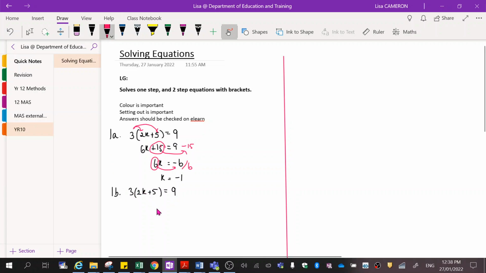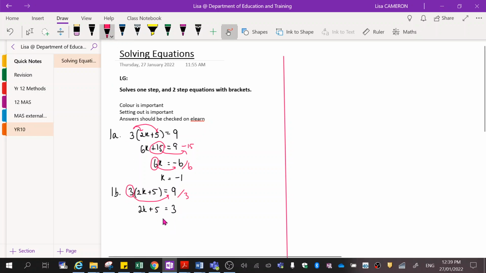Okay, so the other way you could have started this question, because this 3 is on the outside of the bracket, to get rid of the problem with the brackets, our other option is to move it to the other side. Now, currently it's 3 multiplied by the bracket, so when I take it across, it'll become 9 divided by 3. Okay, so now I've got 2k plus 5 is equal to 3.